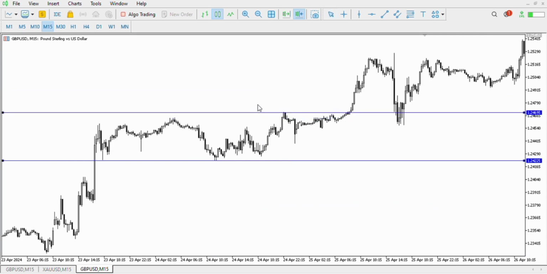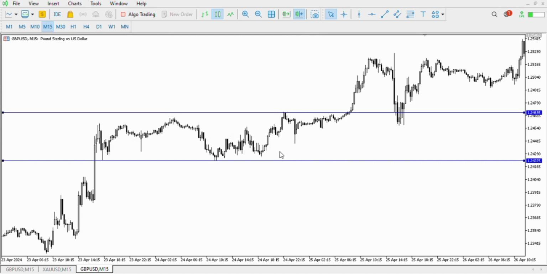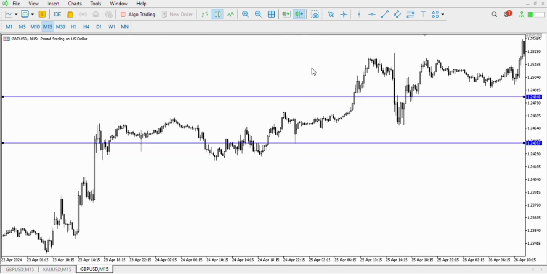Then price went higher to this point right here. As you can see, we swept this inducement right here. So this is our valid low, and this becomes our high.